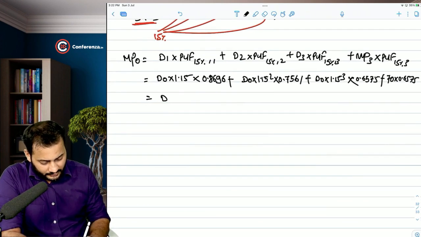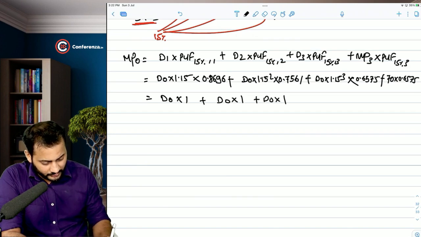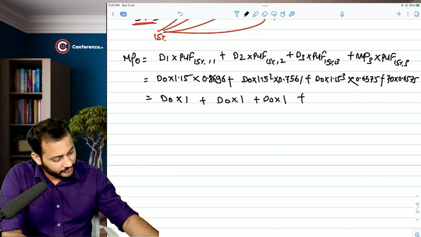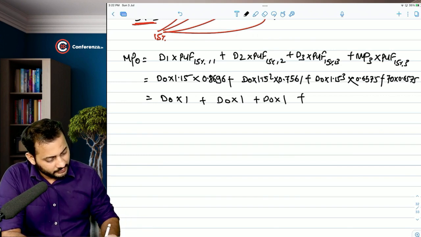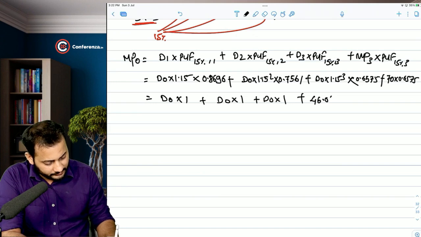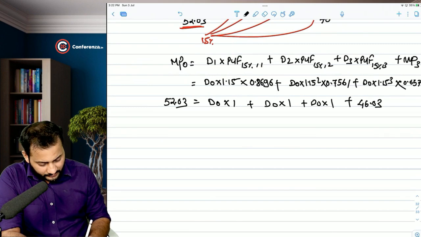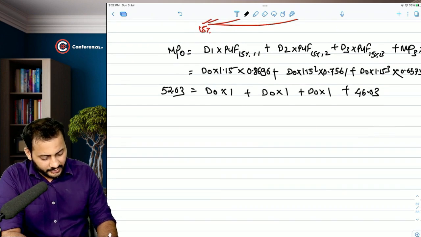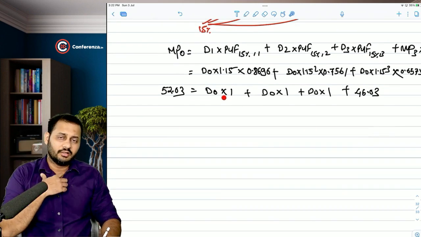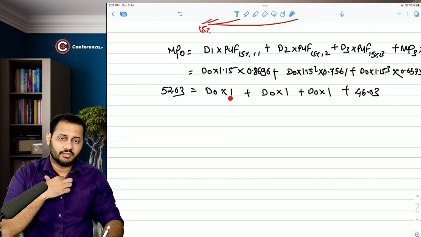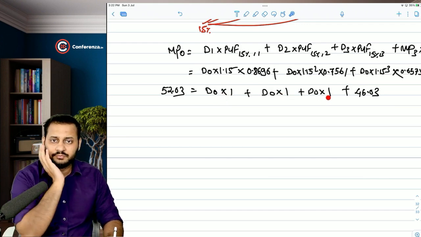This will be D0 into 1 plus D0 into 1 plus D0 into 1 plus 70 into 0.6575, which is 46.03, and the MP0 given to you is 52.03. Why do you think all the figures have the same answer, 1, 1, 1?